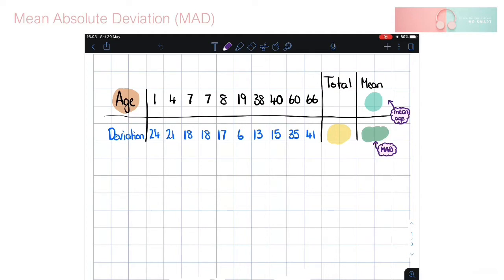In this video, we're going to be looking at mean absolute deviation, or MAD. So here we have the ages of 10 people that attended a party. And the first thing we're going to do is work out what the mean age was. So we're going to add up the numbers 1, 4, 7, 7, 8, and so on, and then divide that by how many people there were, which was 10.